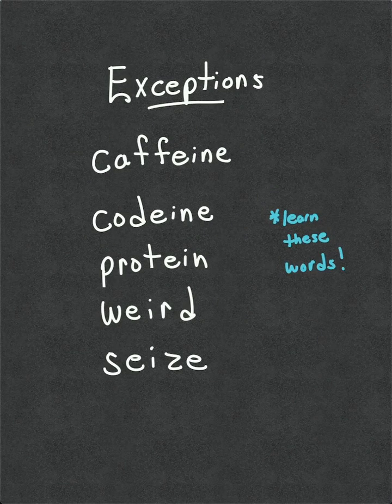Speaking of exceptions, you might want to look at the spelling of caffeine, codeine, protein, weird, and seize. These are examples of E coming before I, without C getting involved.